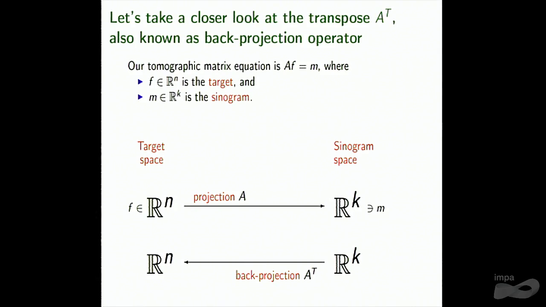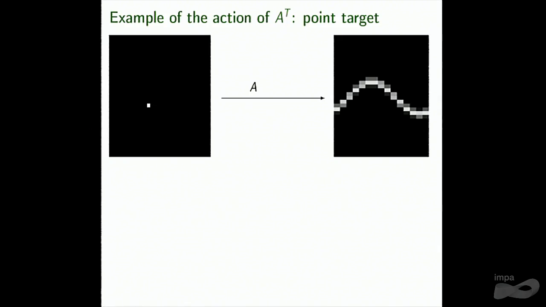Our system matrix A maps from R^n to R^k, so this is the sinogram space. The transpose, of course, maps from the sinogram space to the image space. Now, how to think about it? Let's see. If we take such an image where there is only one non-zero pixel, and we take our X-ray data, we get a sinogram like this.